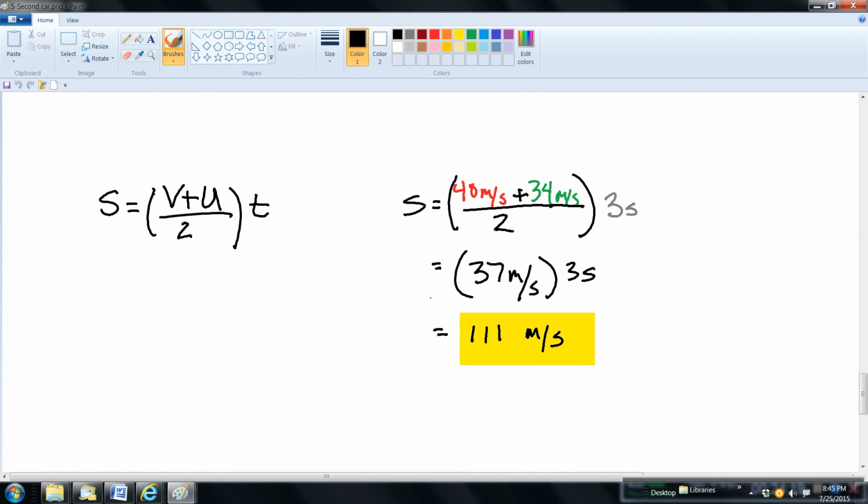So we'll scroll down here and we'll plug that in. So we've got final velocity plus initial velocity divided by 2 times the time that was given, and so that's 74 divided by 2, so that's 37 times 3, and there it is. So we did calculate the right displacement from our first problem.